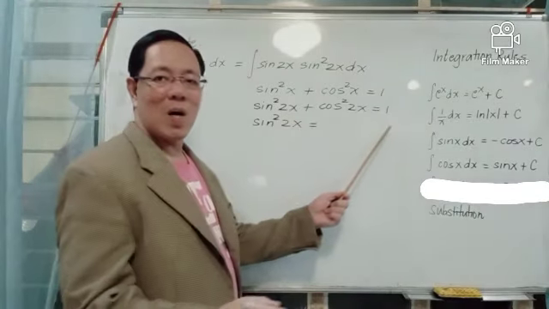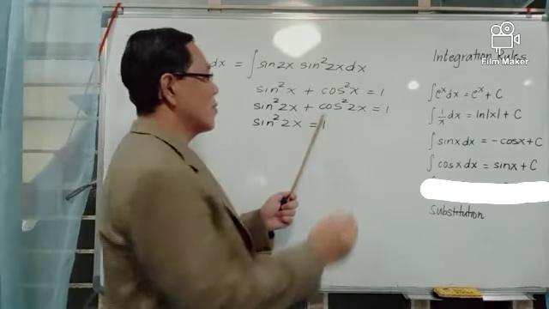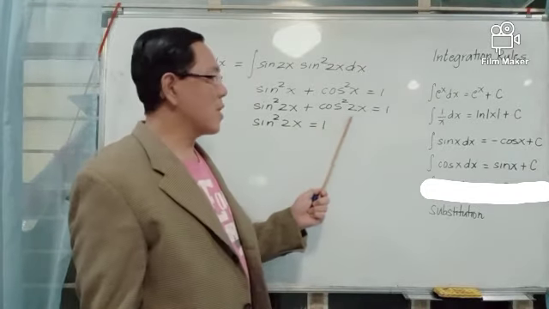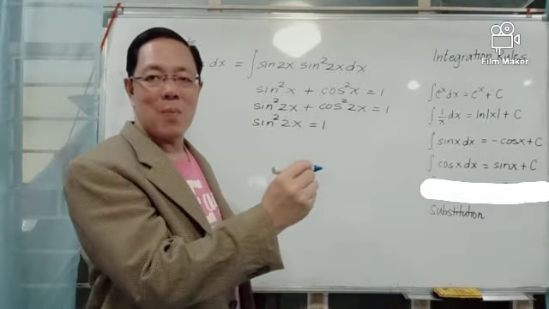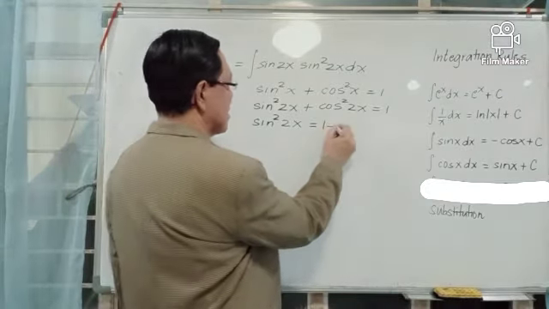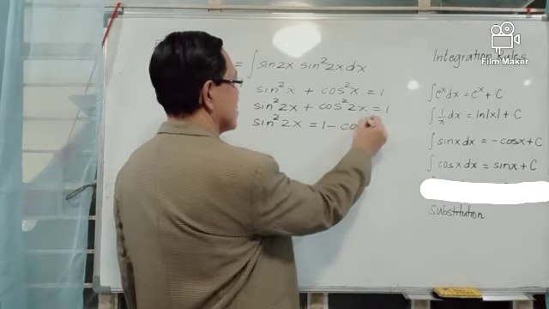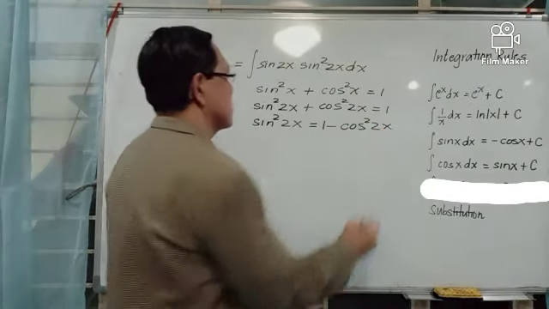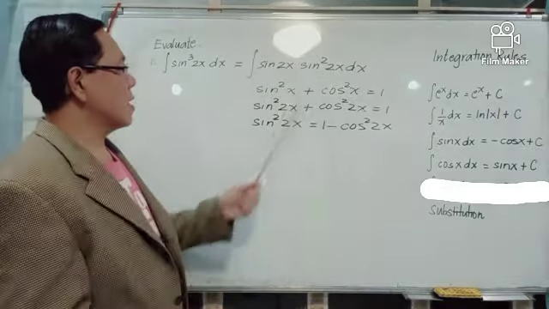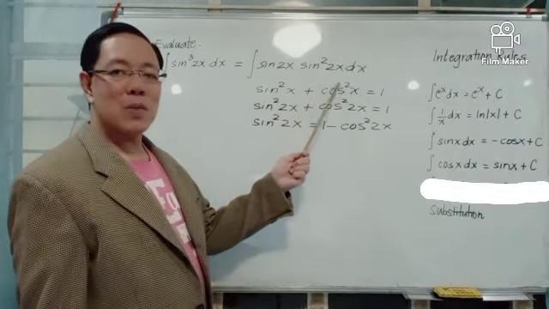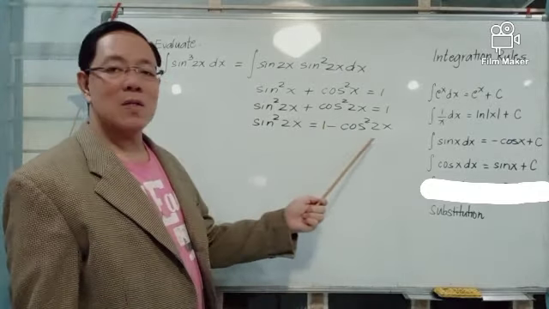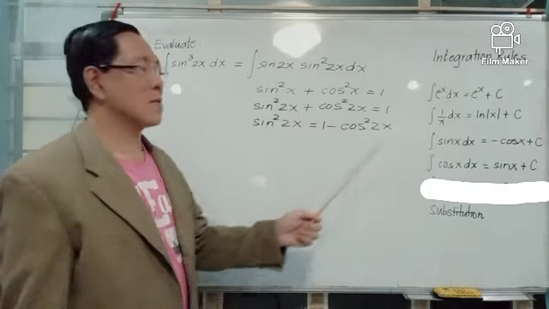At the right, we have 1. And we transpose cosine squared 2x to the other side, and we take its opposite sign. It becomes negative cosine squared 2x. And in this, we now replace sine squared 2x with 1 minus cosine squared 2x.